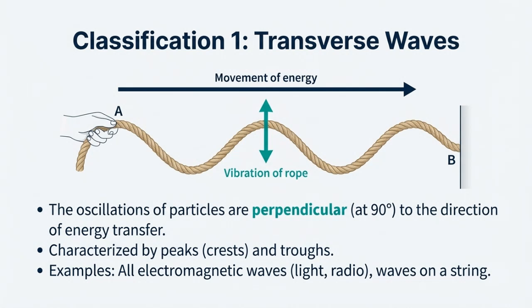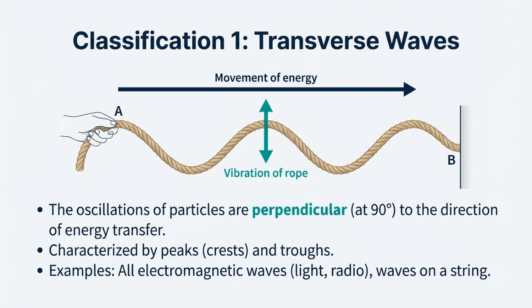In transverse waves, the particles oscillate perpendicular to the direction in which energy is transferred, meaning they move up and down while the wave travels horizontally. This is clearly shown by the rope vibration, where the hand moves the rope up and down, creating peaks called crests and valleys called troughs along the rope.